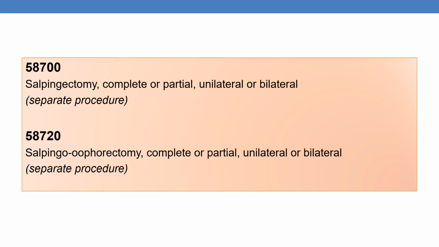Now coming to CPTs for excision. Now let us see the next CPT, 58700. Salpingectomy, complete or partial, unilateral or bilateral. Ectomy means surgical removal. Salpingectomy means surgical removal of fallopian tubes. Next is 58720. Salpingo-oophorectomy, complete or partial, unilateral or bilateral. That is removal of both fallopian tubes and ovaries. Complete or partial, unilateral or bilateral. For all of them, the CPT is same, 58720.